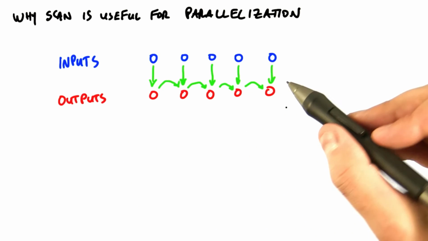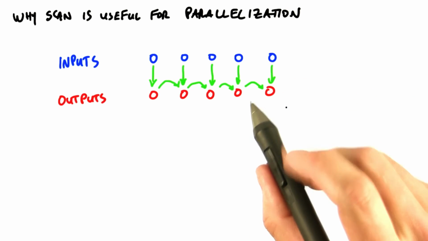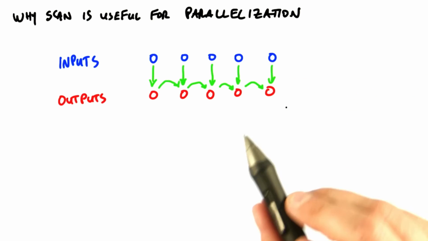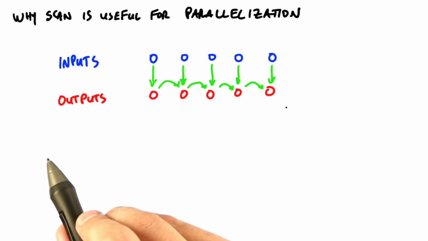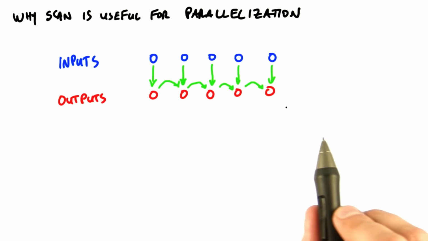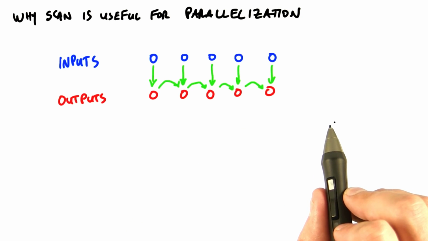Now, not all computations with this sort of dependency structure will fit into the scan model, but many will. And for those computations, leveraging an efficient parallel scan implementation turns the problem from something that would be a poor fit for a GPU into something that is now a much better fit. So, how do we parallelize a scan computation?